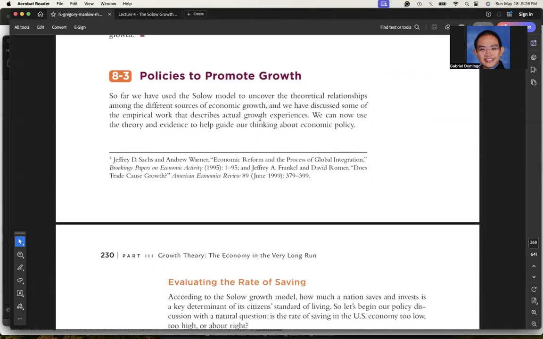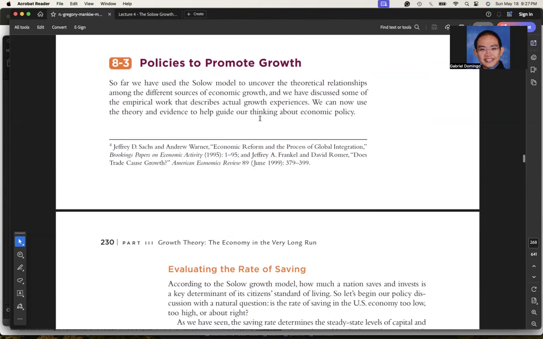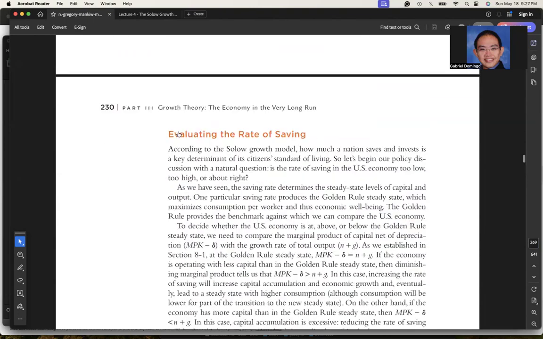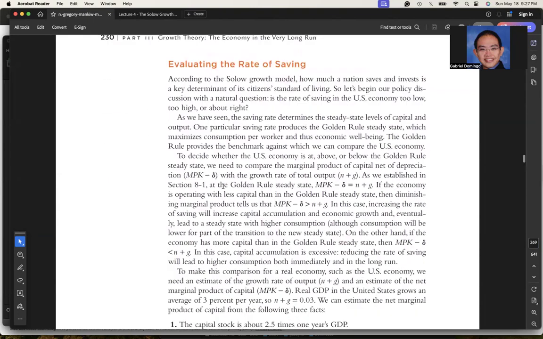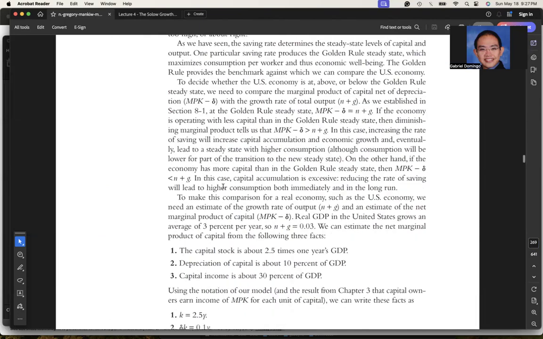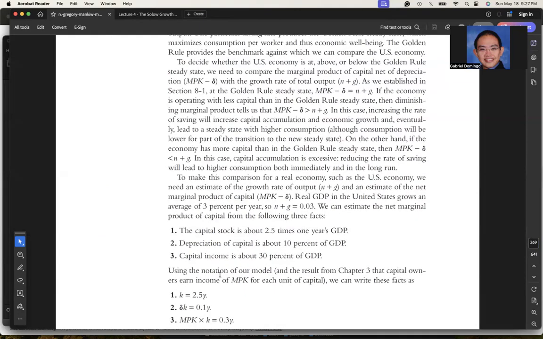All right, so now we'll go to a lot more of the conceptual parts of the book, which are policies to promote growth. I'm just going to let you read it, but I'm going to point out some important ideas here. Some important ideas here is evaluating the rate of saving. We'll basically talk about, are we achieving the golden rule level of K? And the discussion here tells you that you can actually back out, using the data similar to growth accounting, whether your K is less than or greater than the golden rule level of K.